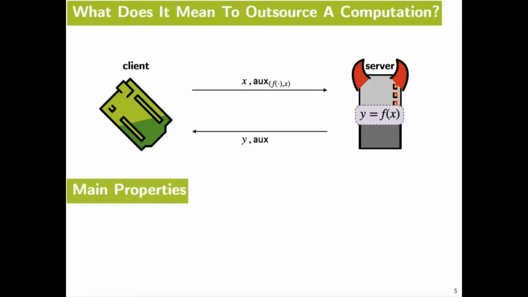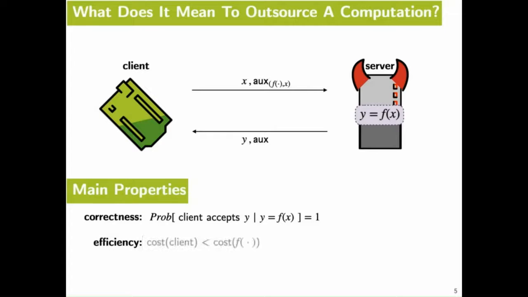There are three main properties that protocols for outsourcing computation should satisfy. The first one is correctness, which essentially states that whenever the server behaves honestly and indeed returns Y that is f of x, the client will accept this Y. Then we have efficiency, which is the core of outsourcing computation. This property states that the computational cost on the client while running this outsourcing computation protocol should be less than the cost of computing F itself. Otherwise, why are we outsourcing at all?